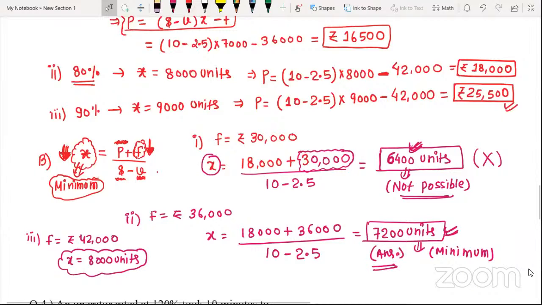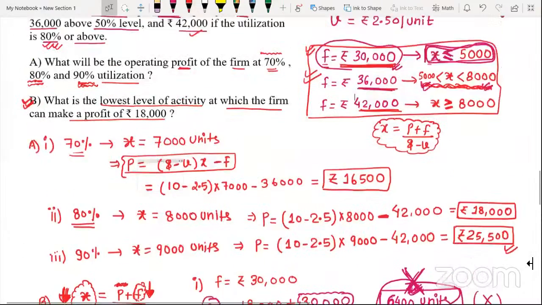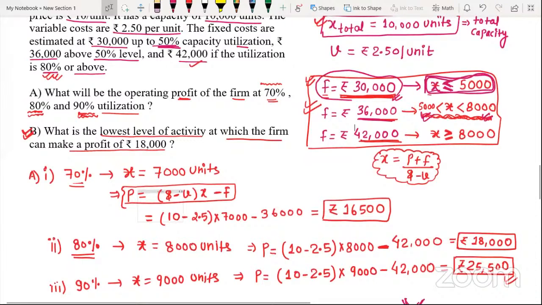So you have to produce 7200 units if you want a profit of 18,000. So you must produce 7200 units. It is minimum, but it is not in the range, so it is not possible. So just directly do not put the answers, just compare from the table. You just compare with the help of this table.